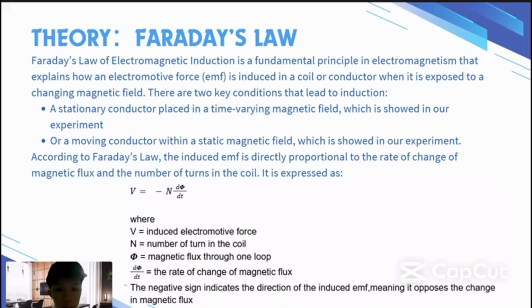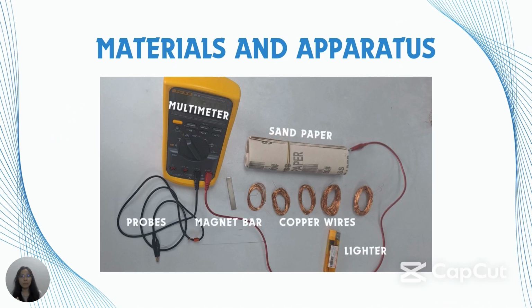We will present the apparatus and materials for this experiment. We have prepared the materials and apparatus needed for the experiment, including a multimeter, sandpaper, connecting probes, a bar magnet, enamel copper wires, and a lighter.